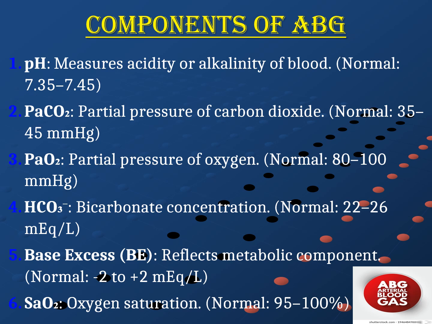1. Check if the blood is too acidic or alkaline (pH). 2. Measure the level of carbon dioxide (PaCO2). 3. Measure the level of oxygen (PaO2). 4. Check the level of bicarbonate (HCO3). 5. Evaluate the body's metabolic balance (base excess). 6. Check the percentage of oxygen in the blood (SaO2). These components work together to give doctors a complete picture of a patient's respiratory and metabolic health, helping them to diagnose conditions, monitor treatment, and make informed decisions about patient care.